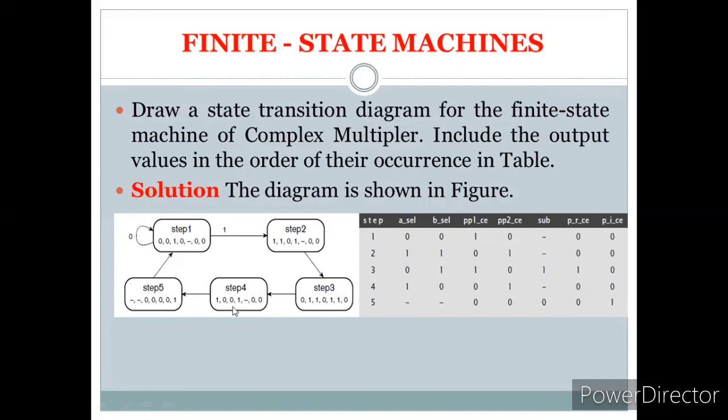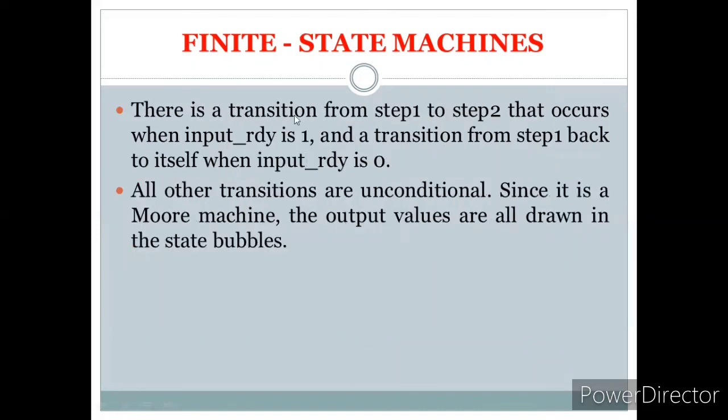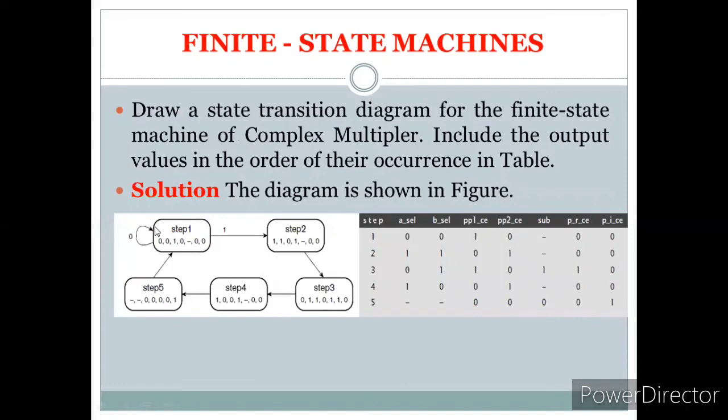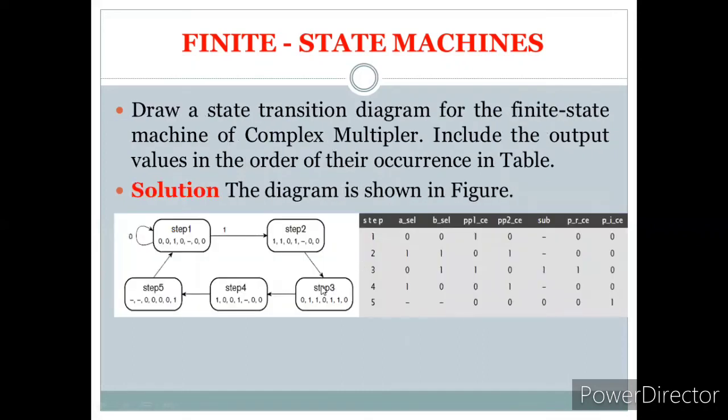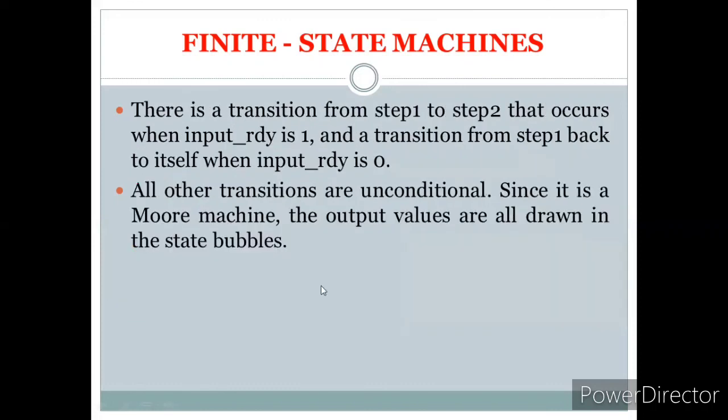Once the output is written inside the state, it is called a Moore machine. You'll come to know all these things. You can observe the same thing that we have written in the table inside the state machine. There is a transition from step 1 to step 2 that occurs when input ready is 1, and a transition from step 1 back to itself when input ready is 0. If input ready is 0, it stays in the same state. If input ready is 1, it goes to the next state. All other transitions are unconditional. It means that since it is a Moore machine, the output values are all drawn in the state bubble itself. Inside the circle or the bubble itself, we have drawn the output.